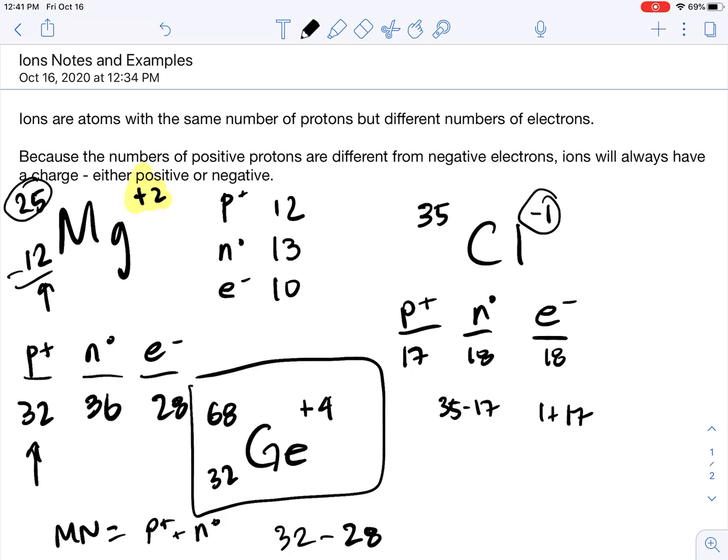So there you go, a quick primer on how to write symbols and notation when you have ions, what an ion is, and also how to identify the symbols and write the number of protons, neutrons, and electrons.